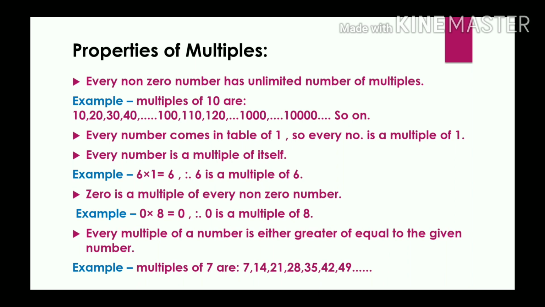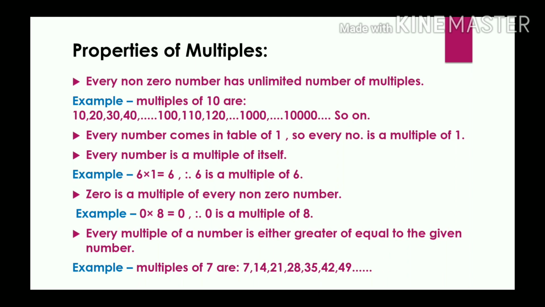Second, every number comes in the table of 1. So every number is a multiple of 1. Third, every number is a multiple of itself. For example, 6 multiplied by 1 is equal to 6. Therefore, 6 is a multiple of 6. Next, 0 is a multiple of every non-zero number. For example, 0 multiplied by 8 is equal to 0. Therefore, 0 is a multiple of 8.